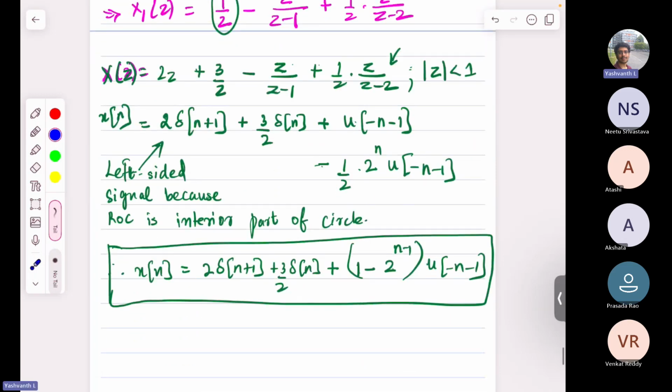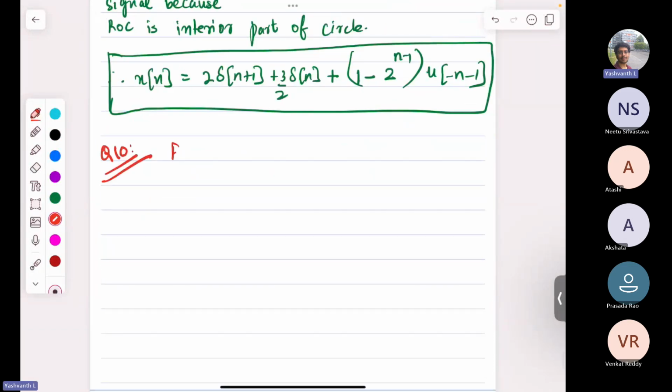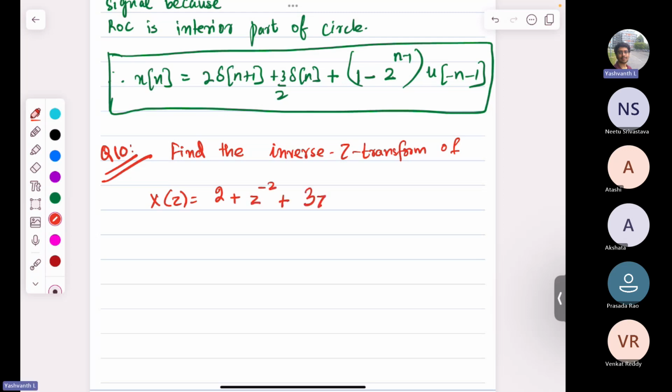Yeah. Okay, so we have 2 more minutes. What I will do is I will solve one last question, and then we'll stop for today. This is question 10. Find the inverse Z transform of X of z equal to 2 plus z power minus 2 plus 3 times z power minus 4 by z square plus 4z plus 3, when mod z is greater than 0.